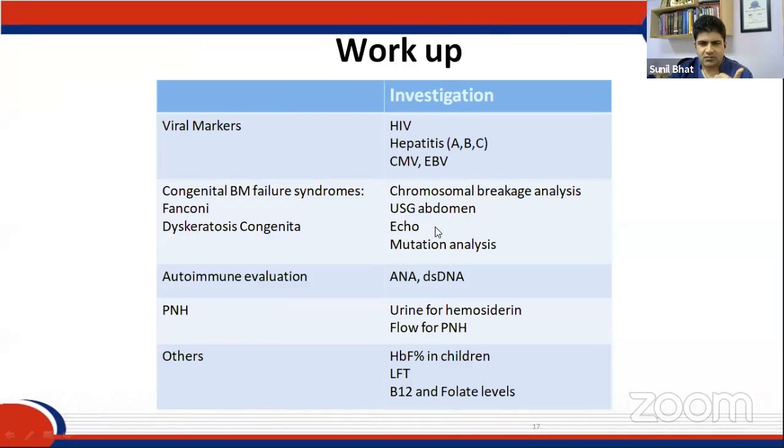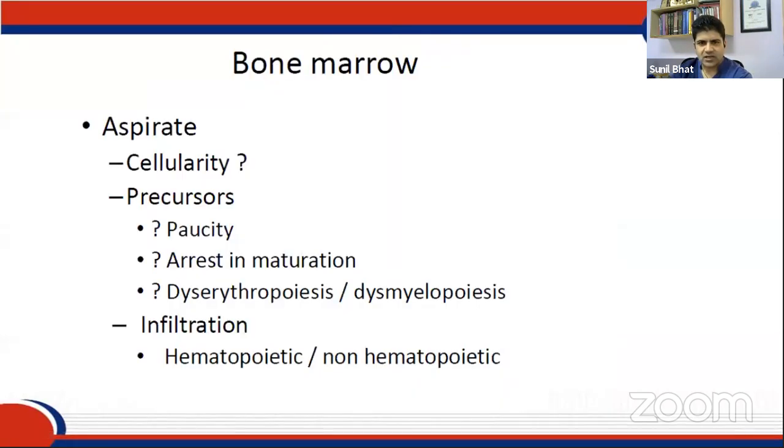and echo for heart anomalies, which are other associated manifestations in Fanconi anemia, for example. Mutation studies may be required sometimes. Autoimmune evaluation, others, as I said, HbF, LFT, and Hb electrophoresis. So this is the workup for the etiology, and the other two workups are for the severity assessment as well as for the diagnosis.